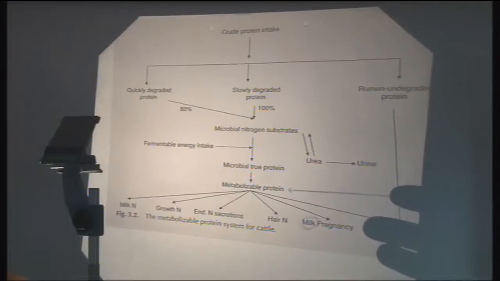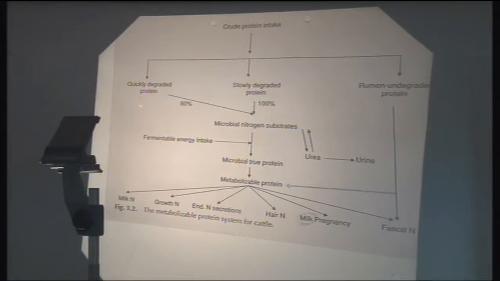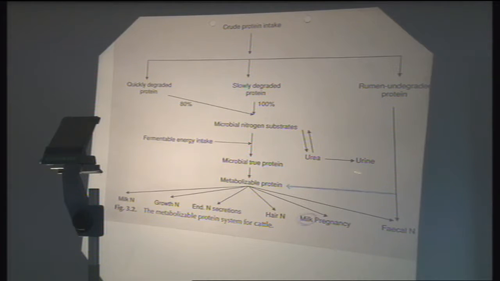Okay, and just to give you the same thing effectively, here's our crude protein intake with slowly degraded and quickly degraded, leading to our microbial N substrates, some of it going out in the urine as urea, and then we've got our rumen undegraded protein contributing to fecal N and to the metabolizable protein. But what I wanted to emphasize here is that the protein is used for milk production, for growth, and endogenous nitrogen secretions as well.